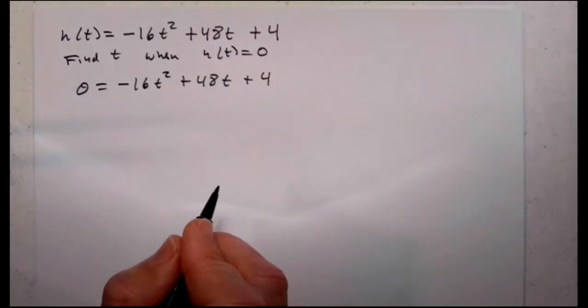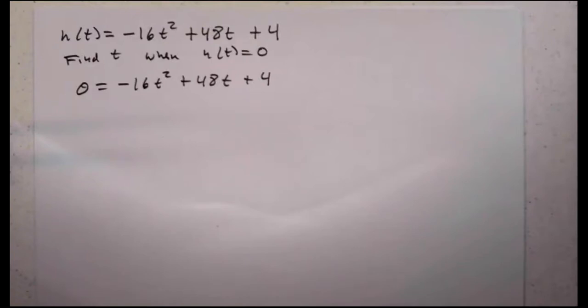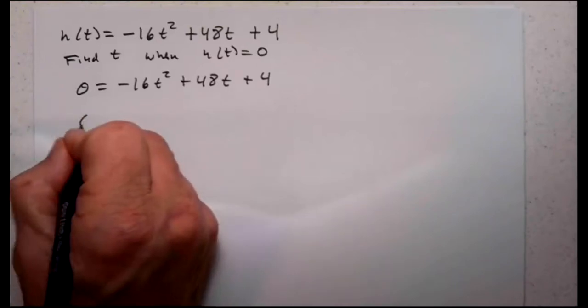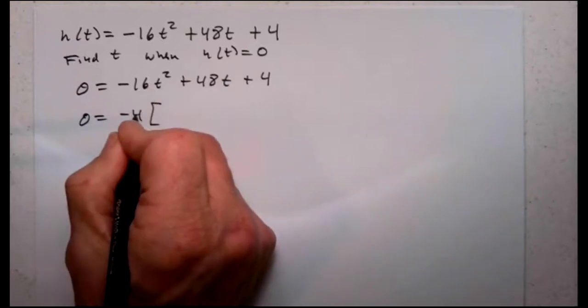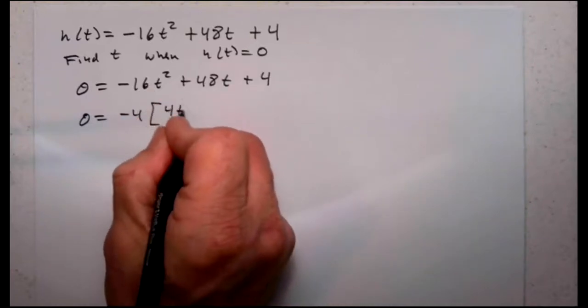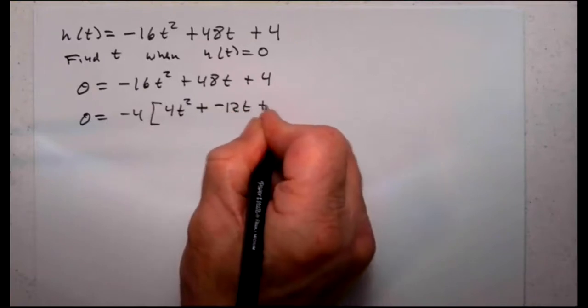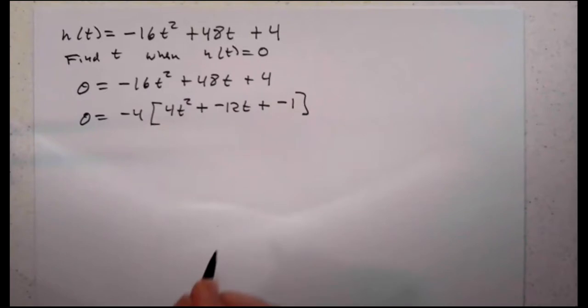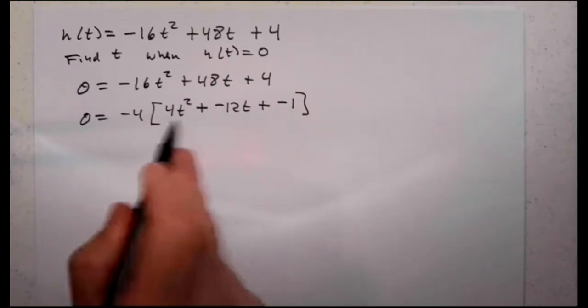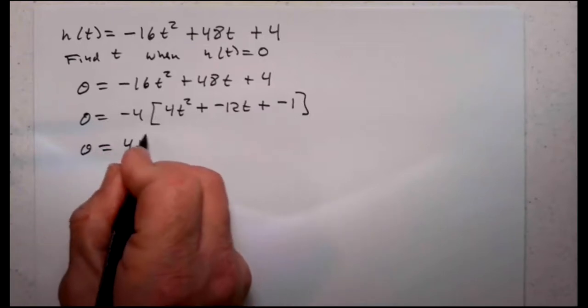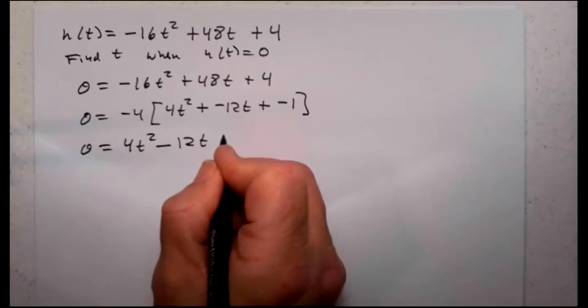What do we have to do here? Let's factor out a negative 4, right? Because negative 4 goes into negative 16. Negative 4 goes into 48. Negative 4 goes into 4. So if we do that, what are we left with? Factoring out the negative 4, 0 equals negative 4. Negative 16 divided by negative 4 would be 4t squared plus 48t divided by negative 4 would be negative 12t. Plus 4 divided by negative 4 is negative 1. So negative 4 can't be 0, so this part has to be 0. 0 has to equal 4t squared minus 12t minus 1.